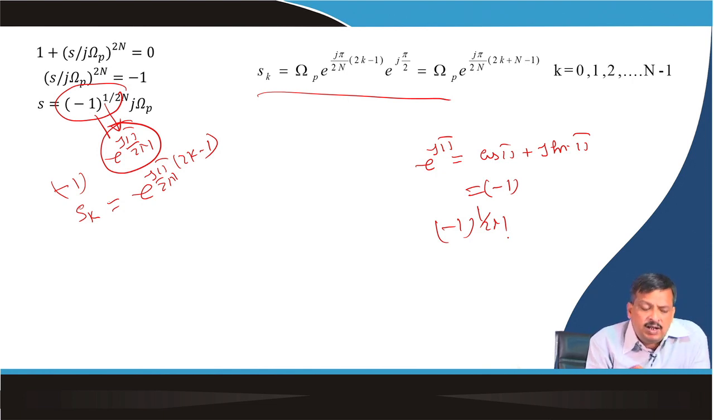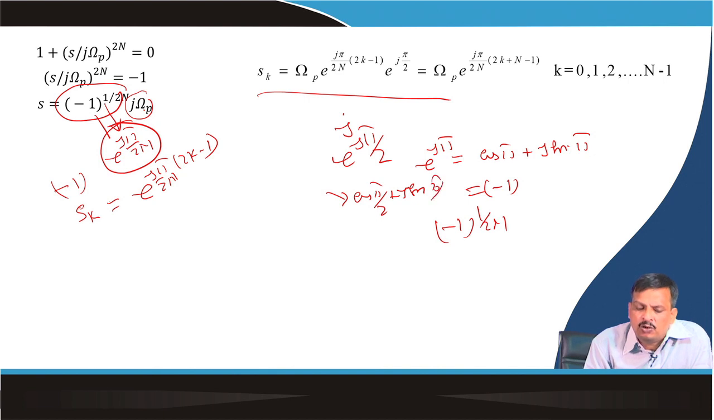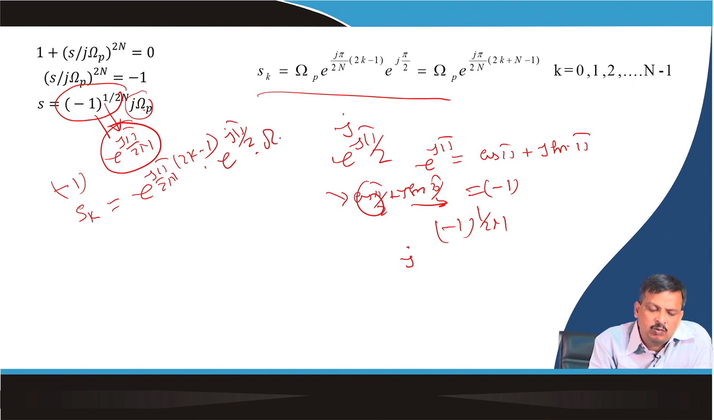Now, what is j omega p? Omega p is constant, the cutoff frequency. What is j? How can I synthesize j? e to the power j pi by 2, whose value is cos pi by 2 plus j sin pi by 2. If I say this is 0 and this is 1, it is nothing but j. So I can say e to the power j pi by 2 into omega p.